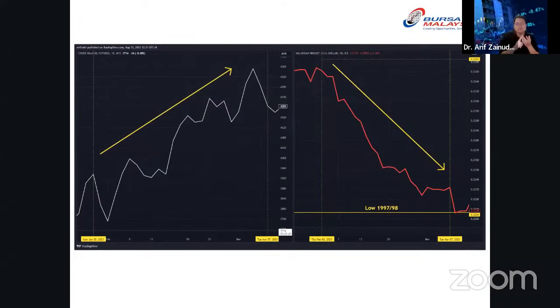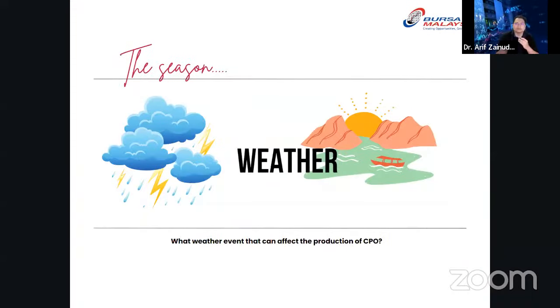So you need to remember that weak ringgit will also provide support to the price. Whenever you see on the chart ringgit is going down, be mindful that the price will be supported as well. All right, now the last one.